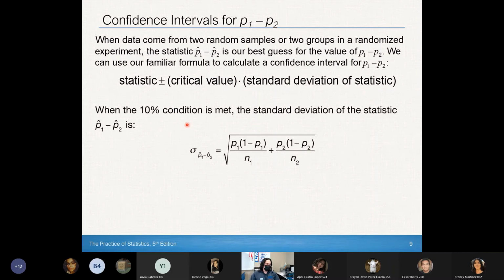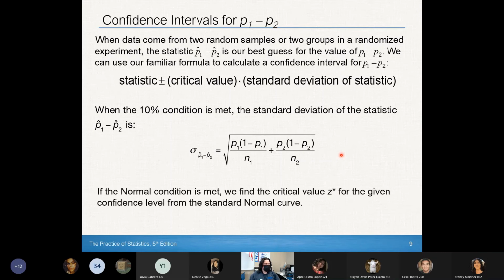When the 10% condition is met, the standard deviation of the statistic P hat 1 minus P hat 2 is the square root of P1 times 1 minus P1 divided by N1 plus P2 times 1 minus P2 divided by N2. And this is the same exact formula we saw essentially on the previous thing about sampling distribution. However, recall, we don't get to use P1 and P2 in this case, and we'll see, again, that's because we don't know them when doing confidence intervals.